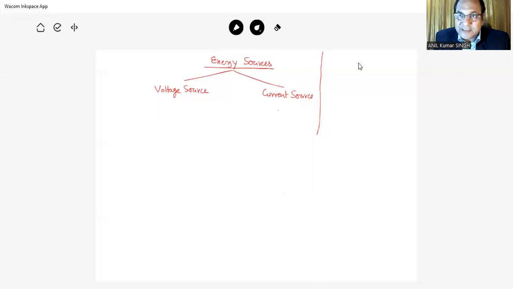The circuit is based on a transistor. I think everyone knows the transistor. This is an NPN transistor circuit. In the case of the common emitter, this one is a common emitter circuit.